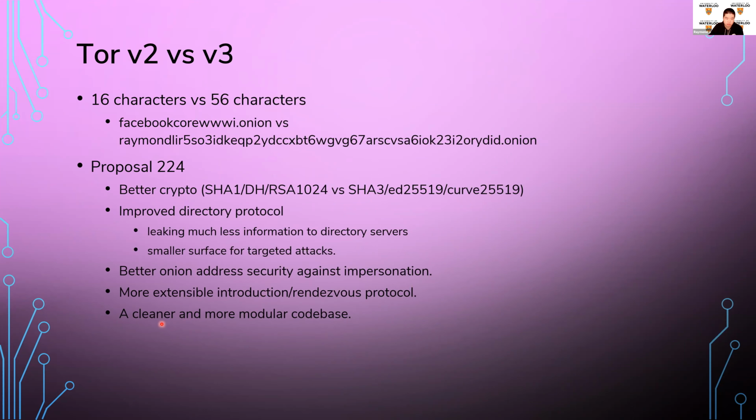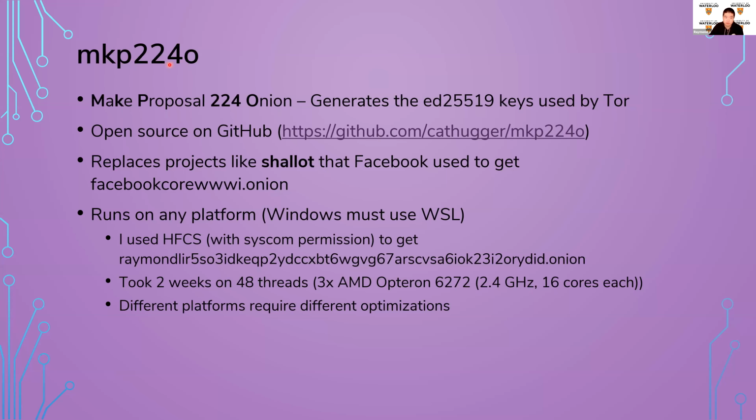There's a whole new method of how TOR works, which was a massive upgrade, and it was called Proposal 224. So there's something called mkp224o. It's called Make Proposal 224 Onion. It basically generates the ed25519 keys used by TOR. It's an open source program on GitHub, and it replaces projects like Shallot that Facebook used to get their TOR domain.